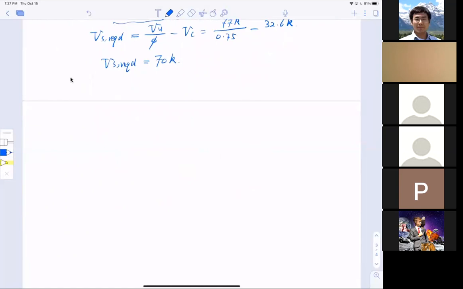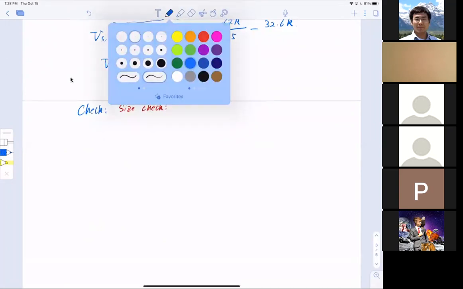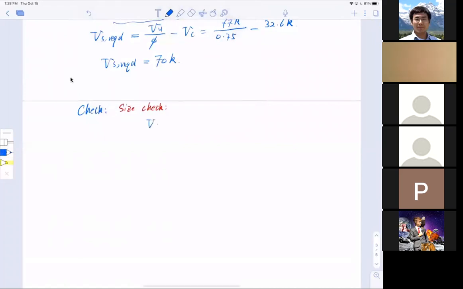So what we do, we check. Don't forget, the first thing is to check size, to see if the section is satisfied or not. Vs required, which is 70 kips, will be compared to 8 times square root f'c bw d. I did not write lambda here, lambda equal to 1, we already know it. From the previous calculation, this number is 130.6 kips. So size is okay.